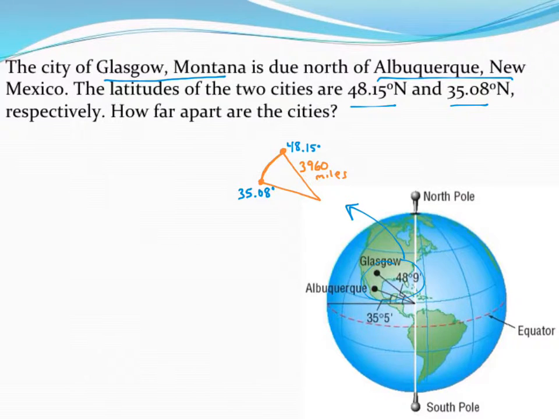I've got the radius already figured out. That's going to be the radius of the Earth, which we said will be approximately 3,960 degrees. And what I'll need to do is find the angle then between the two cities.